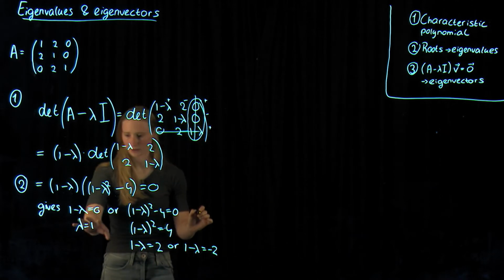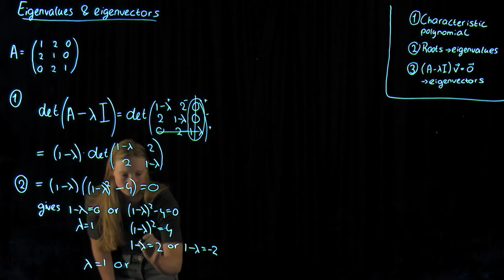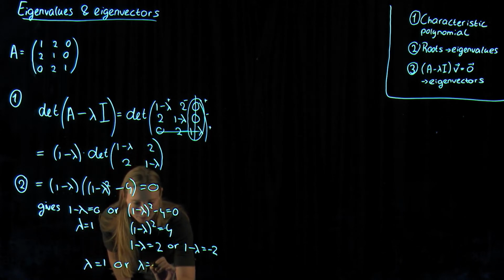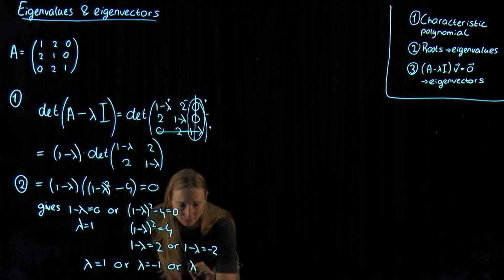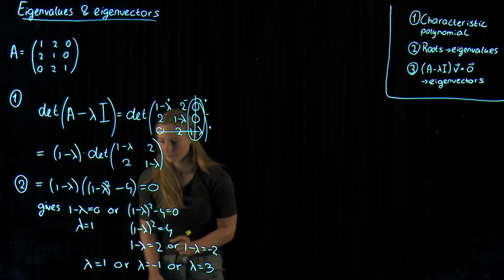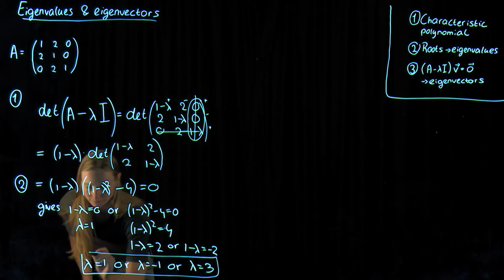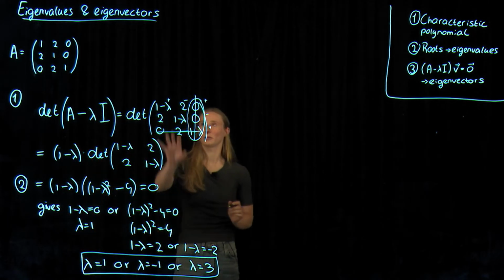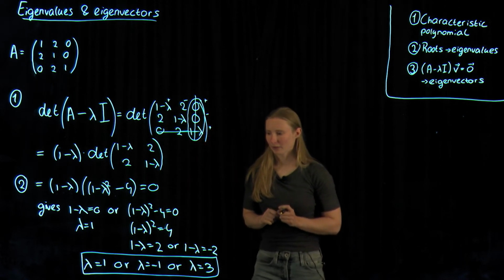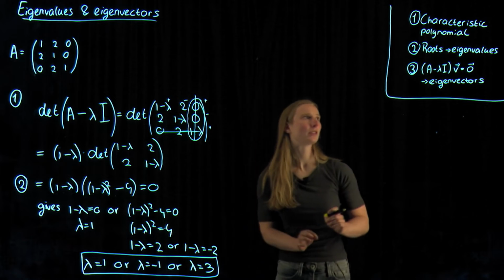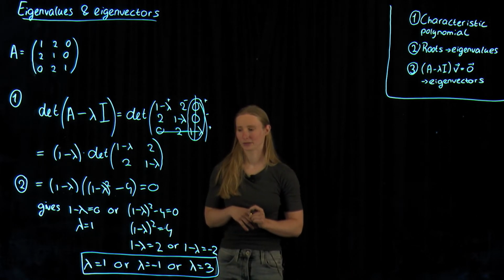So what are then our final solutions? We had lambda is equal to 1, or here we get lambda is equal to minus 1, or lambda is equal to 3. So these are our eigenvalues. So we have already solved the first part of our problem. And now for each of these eigenvalues, we use this equation to find the corresponding eigenvectors.